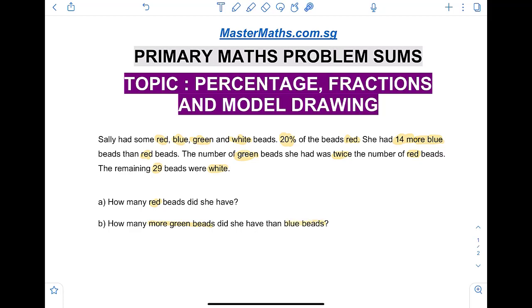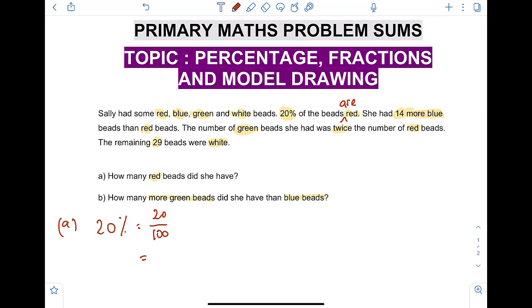Now the very first thing we take note of is that there are 4 different colors: 1, 2, 3, 4, and 20% of the beads are red. So the first step, convert the percentage into a fraction. It's way easier to work with fractions, and we can clearly determine the relevant number of units from the fraction itself. So this becomes 1 over 5, which means that out of a total of 5 units, one unit will be red, and the rest are 4 units.